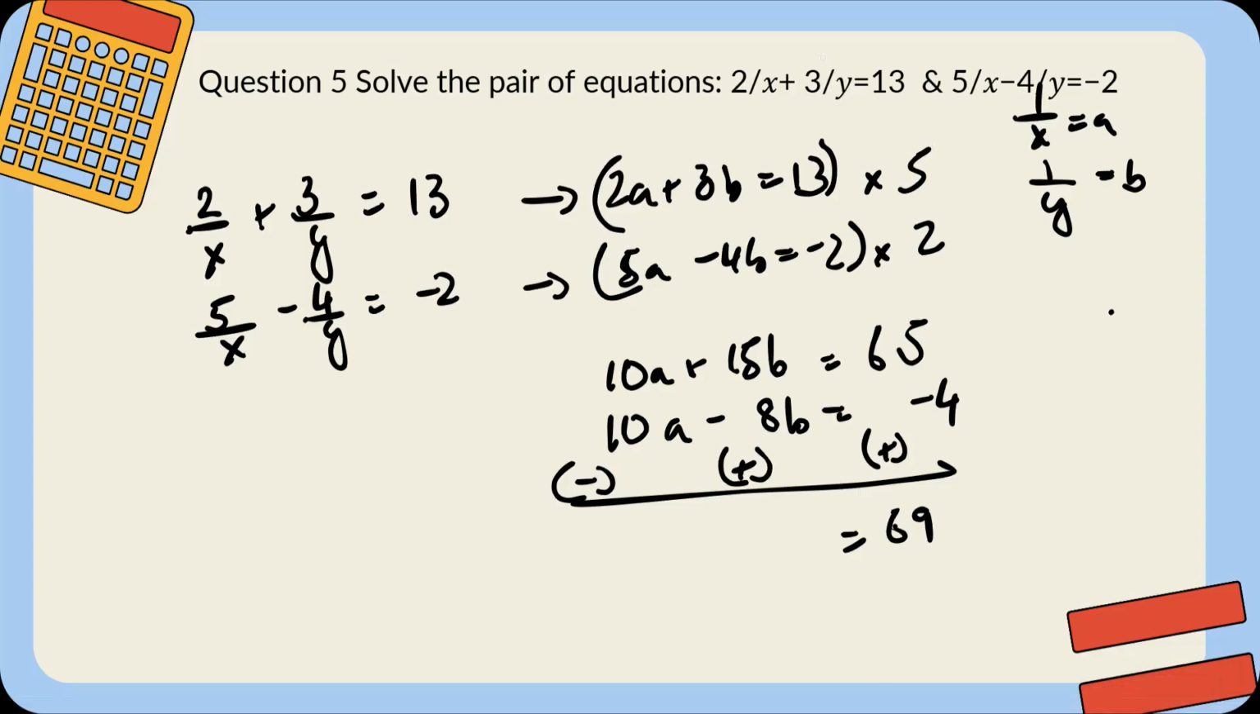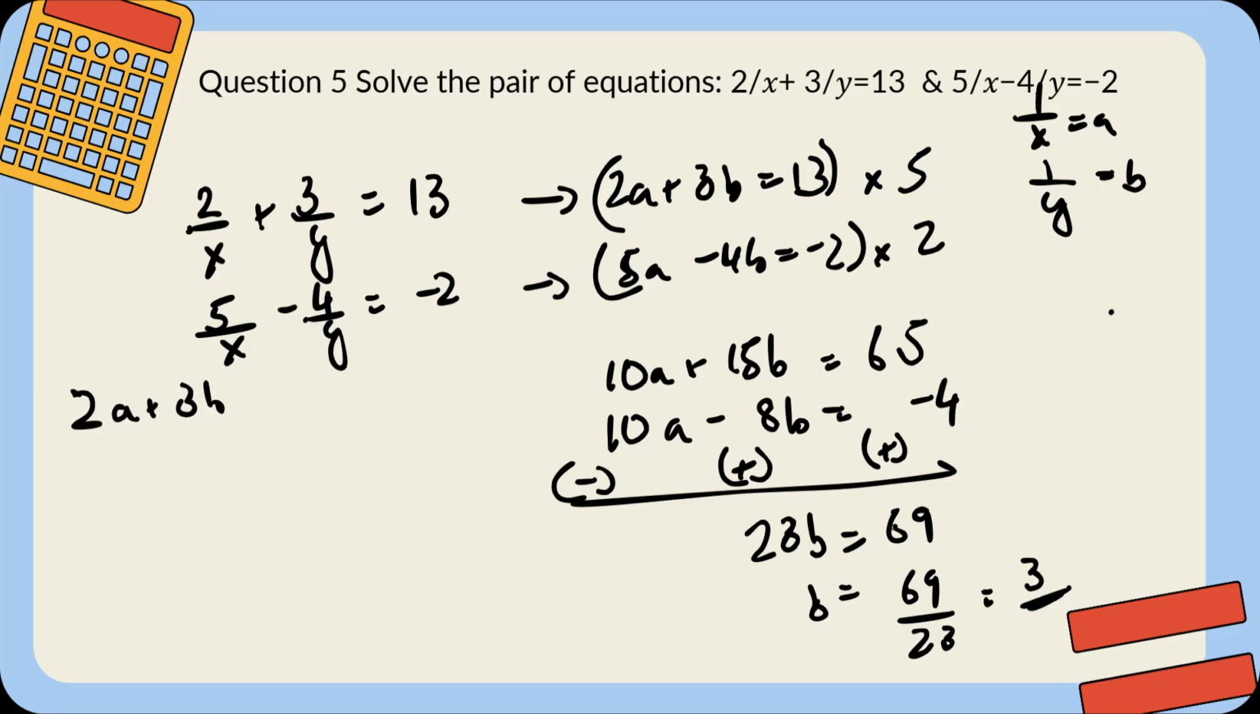Now we have 15b minus 8b. Now minus sign changed and became plus. So 15 plus 8b. What is our answer? Our answer will be, so b is equal to 69 by 23. So b will become 3, right? So b is 3. So that means what? 1 by y is equal to 3, right?